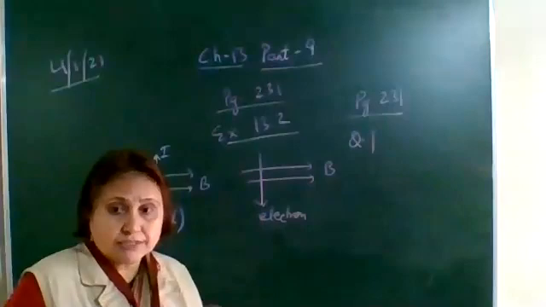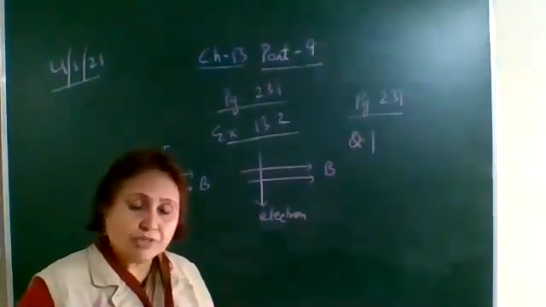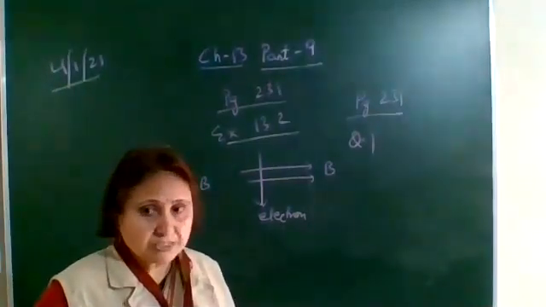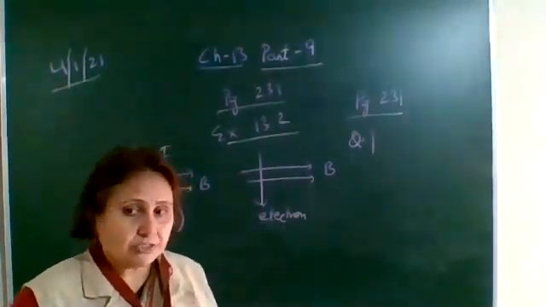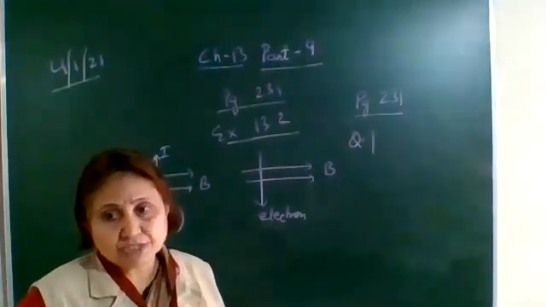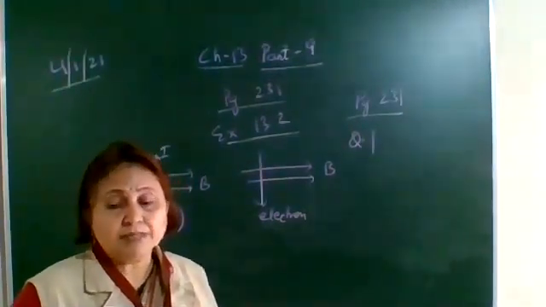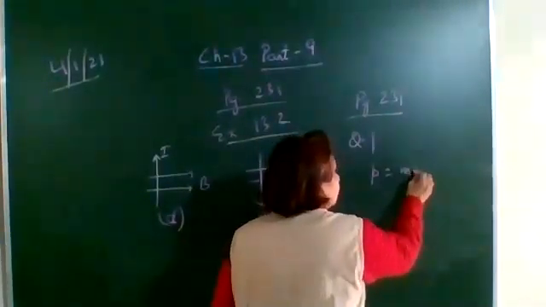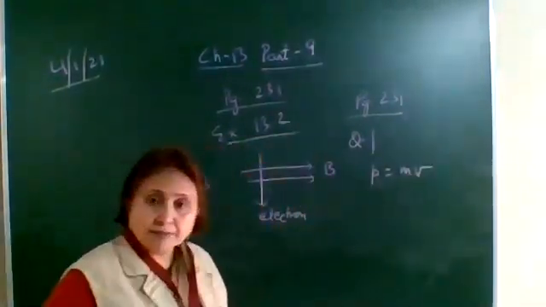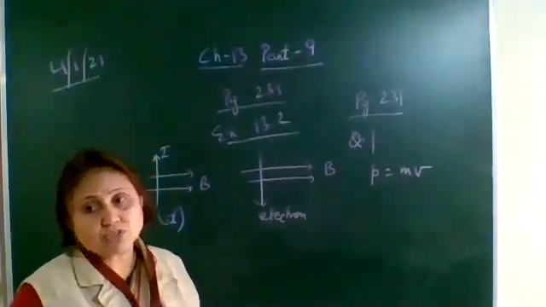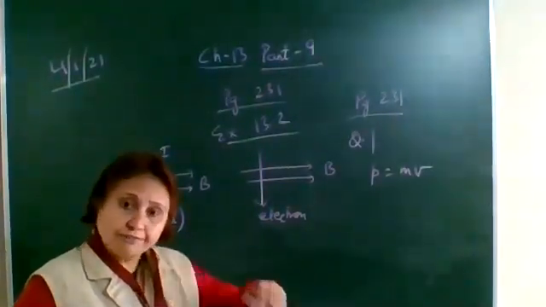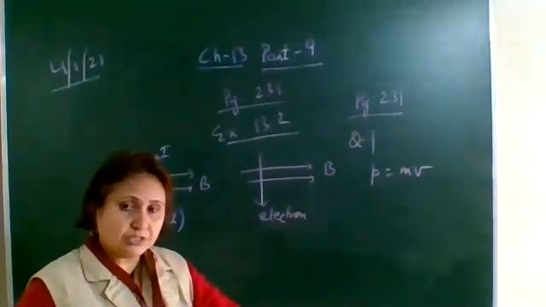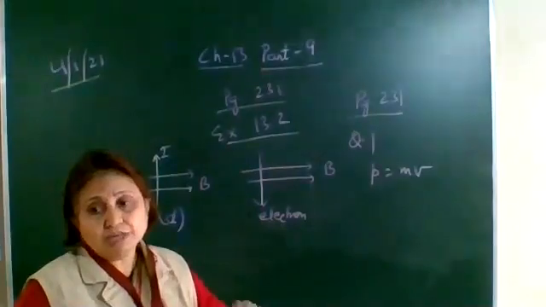What are the vector quantities? Velocity will change because velocity is speed with direction. Speed is not changing, but the direction will change. So velocity will change. Also momentum. Momentum is a vector quantity, and we know that momentum is equal to mass into velocity vector. As the velocity is changing, the momentum also changes. So the vector quantities will change, in which the direction is changing, but the scalar quantities will not change.